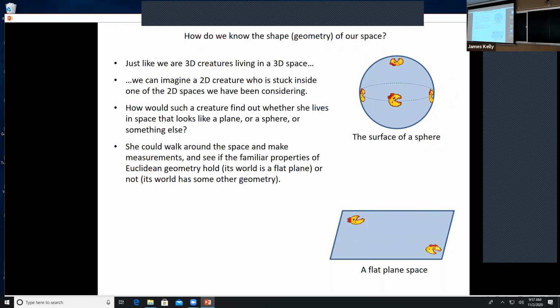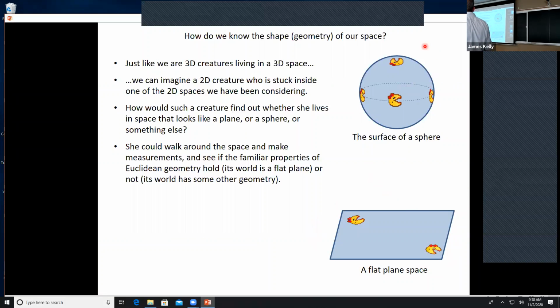She's going to walk around, make measurements, and see if the familiar properties of measurements that we expect to be true are actually true. And we'll detail that in just a second. But if Euclidean geometry kinds of measurements hold, she will conclude that she's in a flat plane.